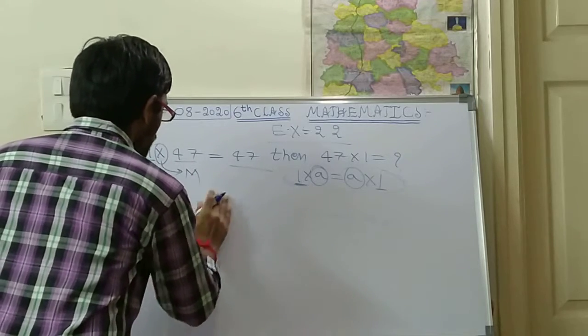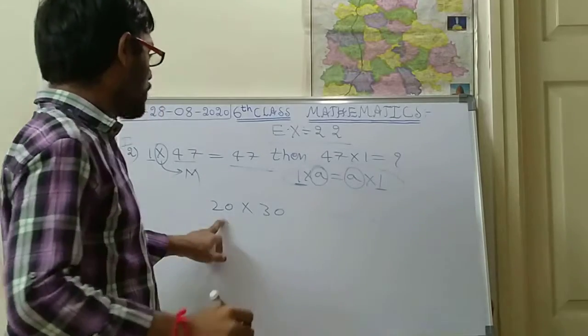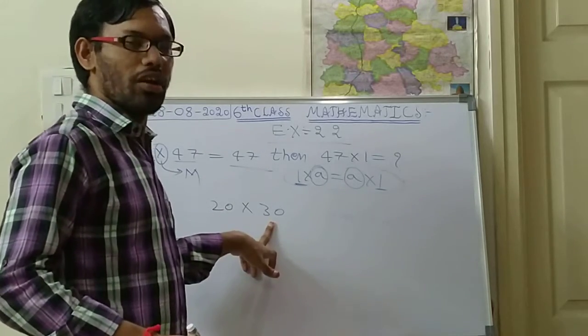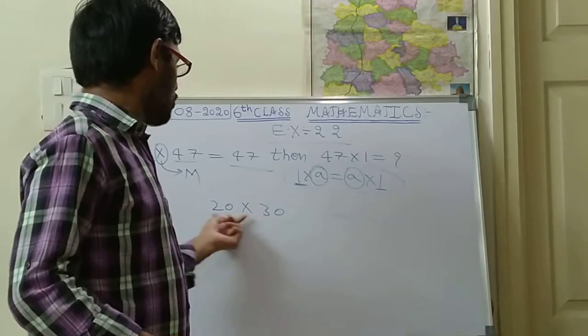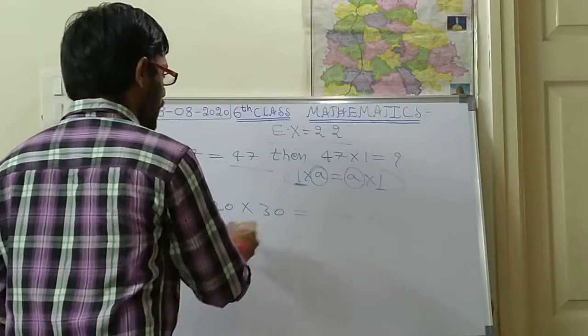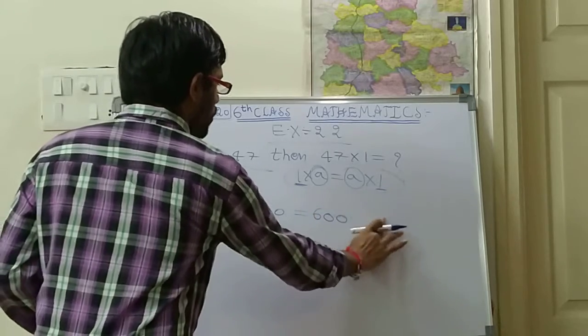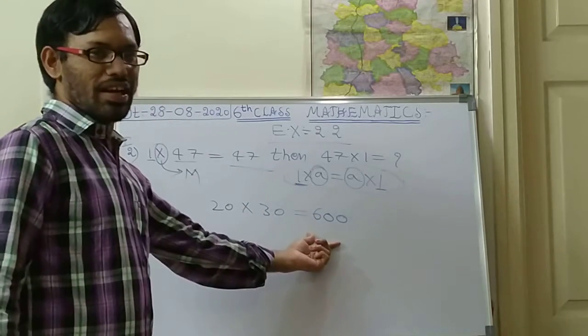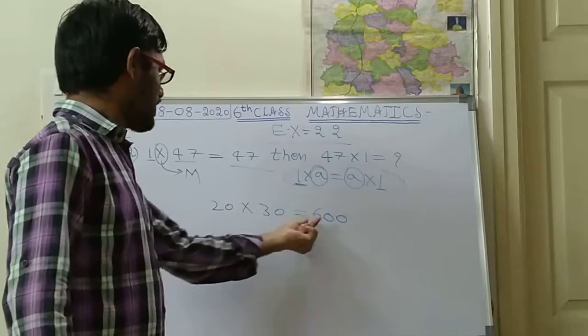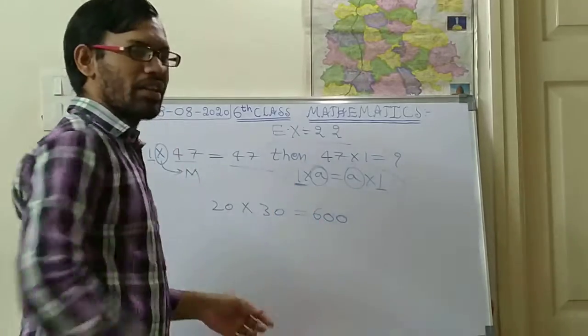So here suppose I am taking 20 into 30. 20 is one whole number, 30 is one whole number. So here the two numbers are different. What is 20 into 30? 20 into 30 is 2 3 6, 600. So 20 into 30 is 600. Is it right, children? 2 3 is 6, and 2 zeros are there. So 20 into 30 is 600.